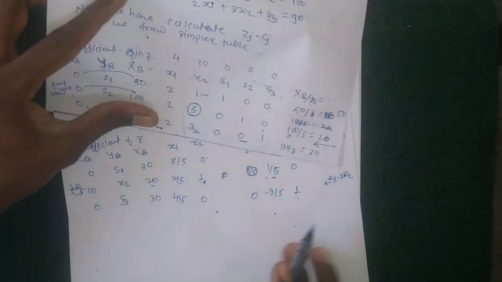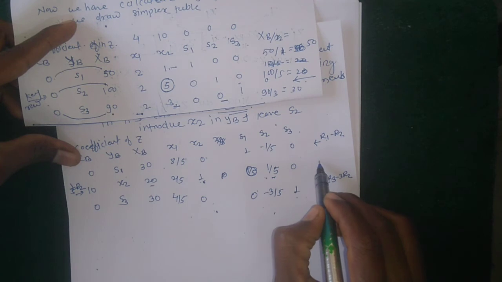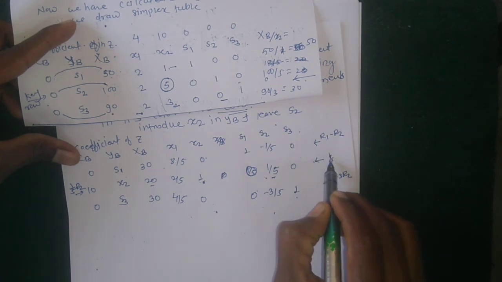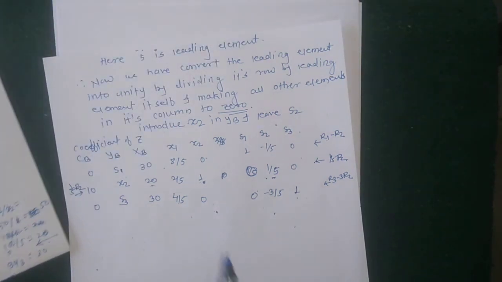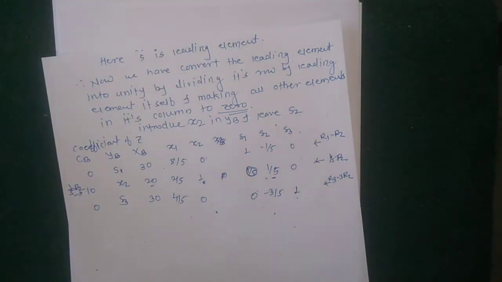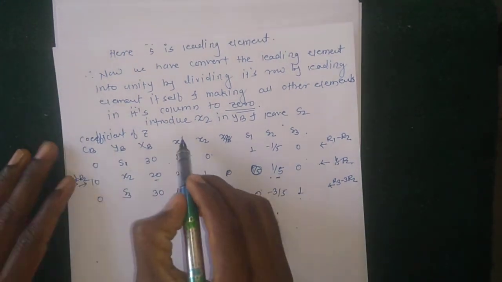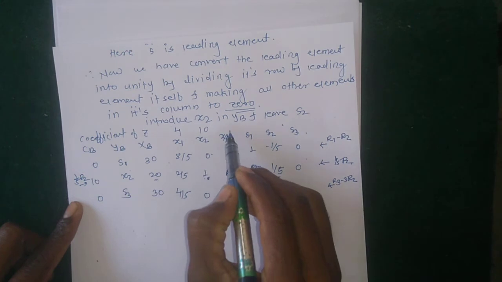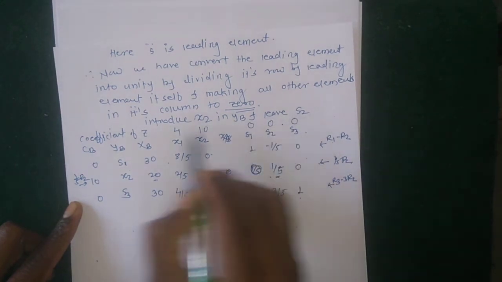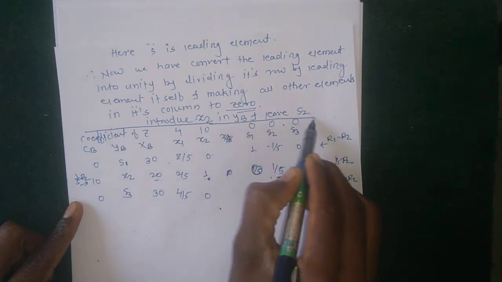So here the operation is 1 by 5 R2 and then these two operations. All three processes are completed in one column. Here the coefficients are 4, 10, then 0, 0, 0. So this is our second column.